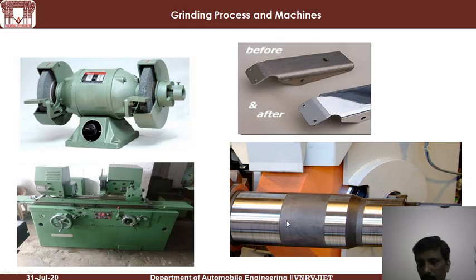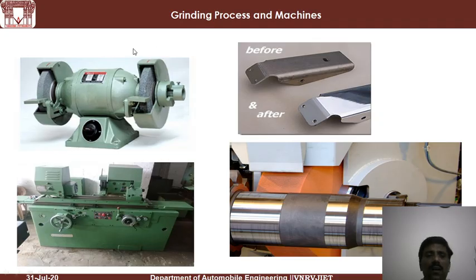The second example you can also see here. This is before finishing. This area is not ground, whereas this area is ground, so you can see the difference from a finishing point of view. If you want a finish like this, then we go for grinding processes. One of the grinding machines is this hand grinding machine or bench grinding machine, and this is a cylindrical grinding machine. If you want to machine these types of components, then we use a cylindrical grinding machine.